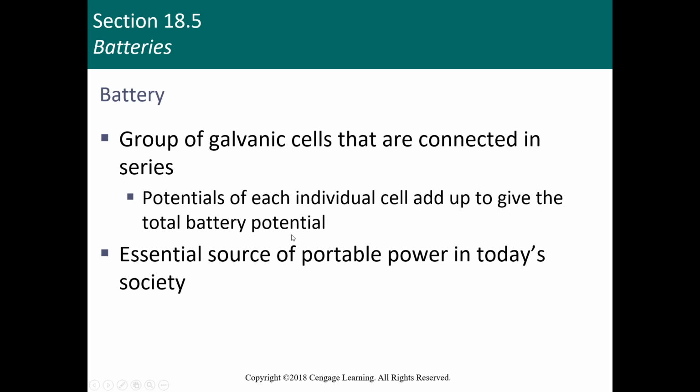So you want to add these together one after another to chain them in a series that will give you a higher potential overall. Much like you could stack waterfalls to give you more energy when the water hits the ground, right? The essential source of portable power in today's society is batteries. And interestingly enough, it is one of the primary things that's necessary to make renewable energy a reality. Solar panels simply do not give you power all the time, especially at night. So, you need batteries to store that energy.